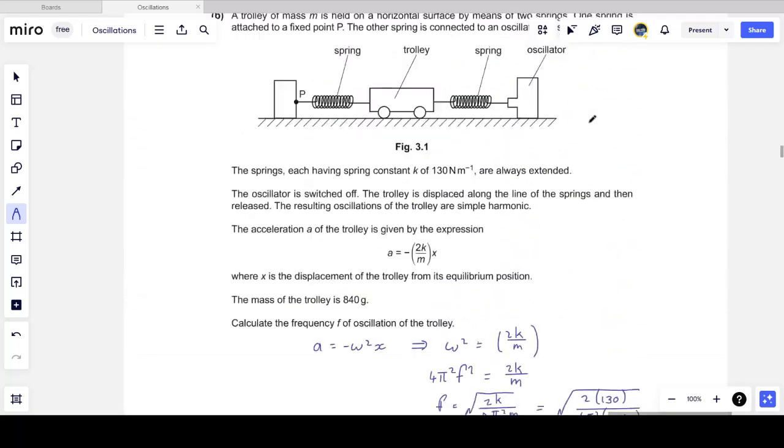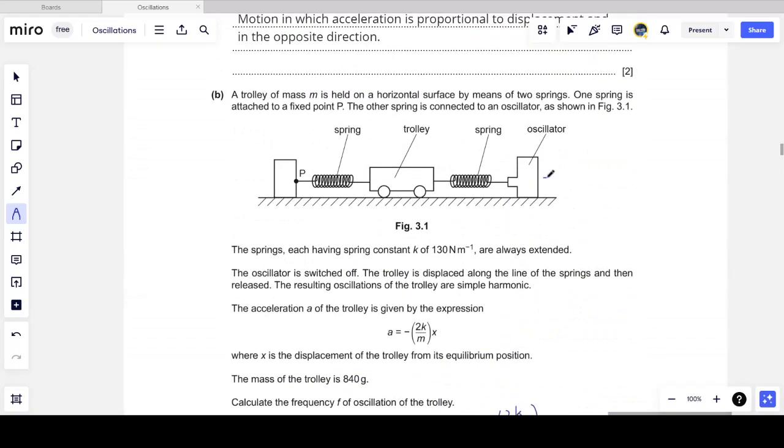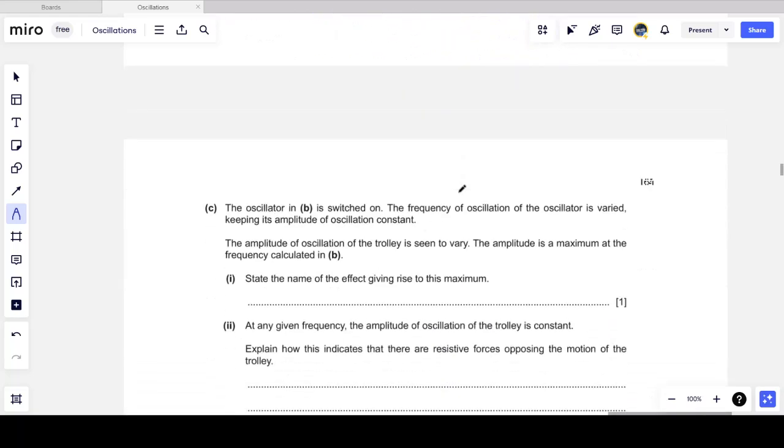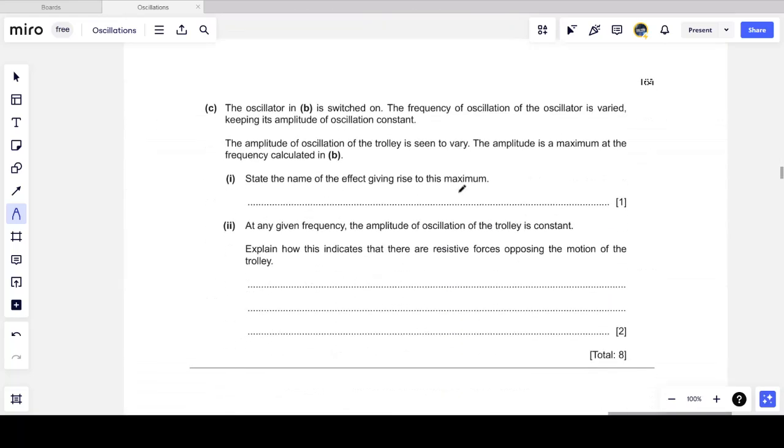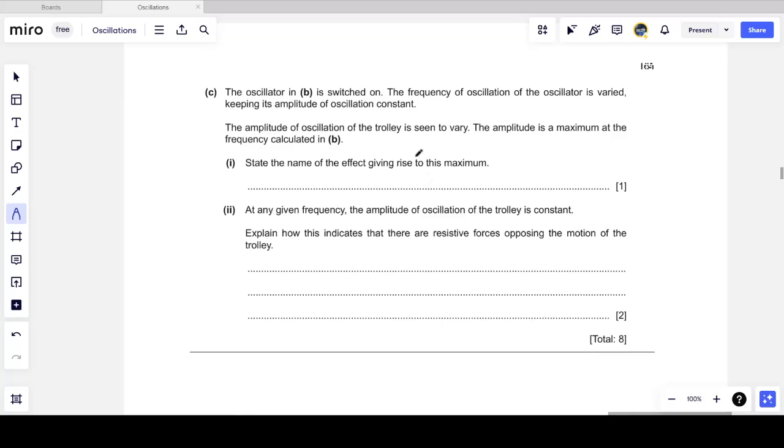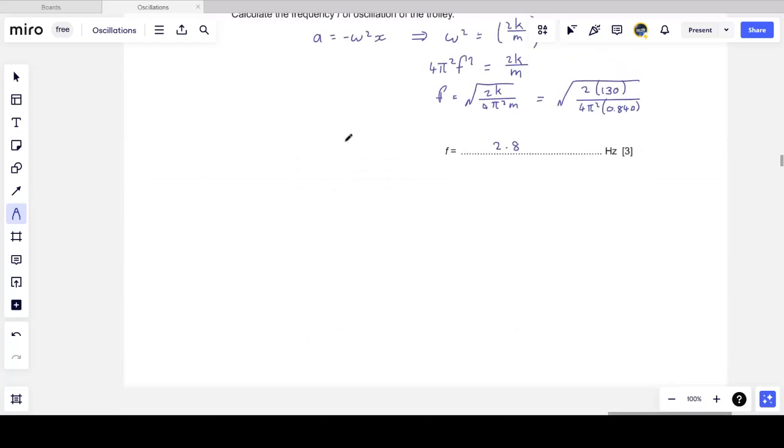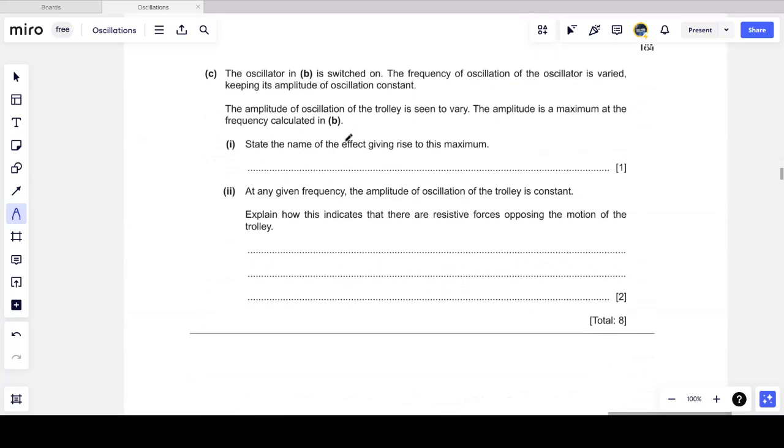So this oscillator here begins to move back and forth, and it starts to affect the oscillations of the trolley. The amplitude of the oscillations of the trolley varies, but has a maximum value when the frequency is the frequency of B, 2.8 hertz.